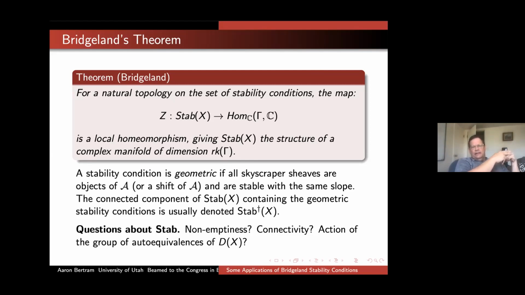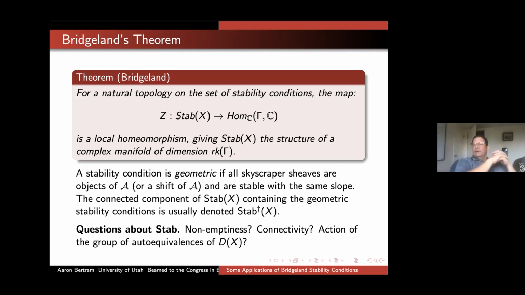There's an additional condition. The stability condition is called geometric if skyscraper sheaves are stable. First of all, they belong to A, or maybe a shift of A, and they're stable and they all have the same slope. And the key thing that one really wants to know is to understand this connected component of the stability manifold containing the geometric stability conditions. The first question you want to know is, is it non-empty?